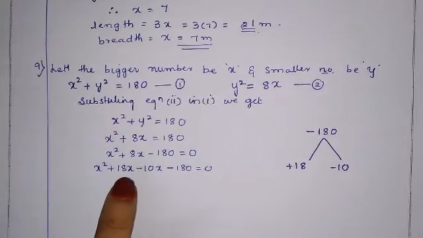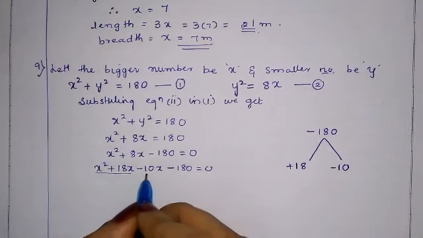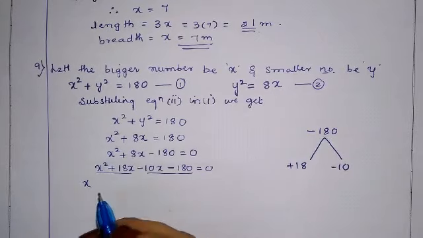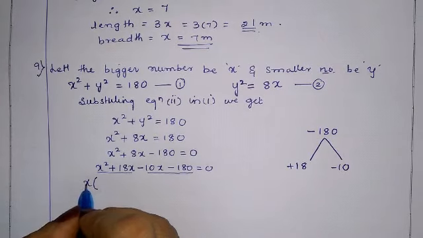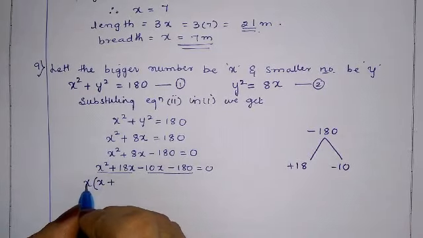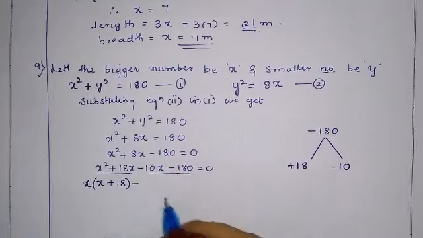Here you can do the formula method also. Okay, so here what is common? x is common. I'll take x common. What is left? If we take x common, 1x will be left, plus 18. Here, first I'll take minus common.